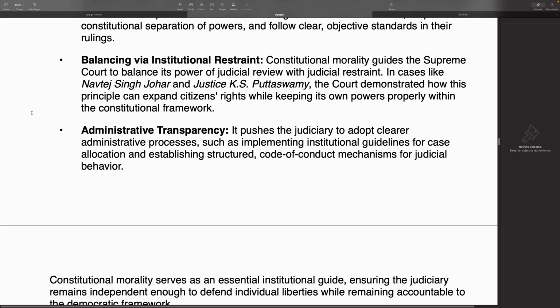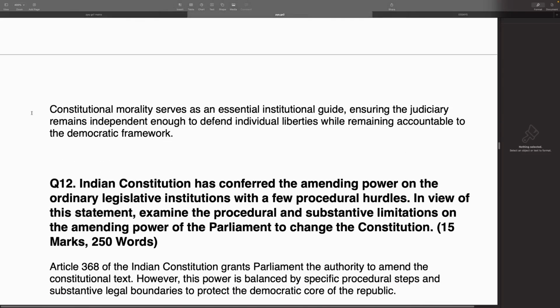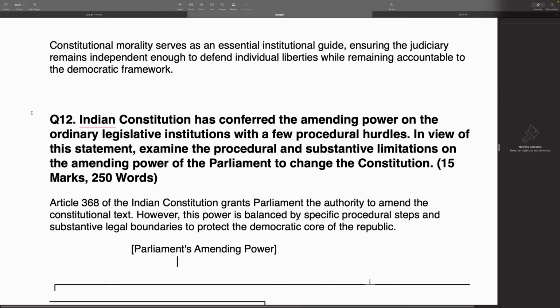Administrative transparency. It pushes the judiciary to adopt clearer administrative processes such as implementing institutional guidelines for case allocation and establishing a structured code of conduct mechanism for judicial behavior. Constitutional morality serves as an essential institutional guide, ensuring the judiciary remains independent enough to defend individual liberties while remaining accountable to the democratic framework.